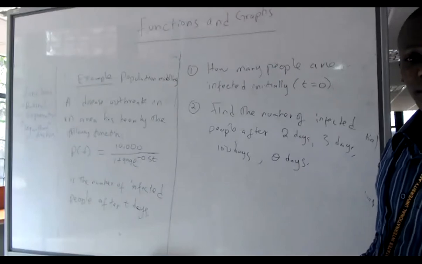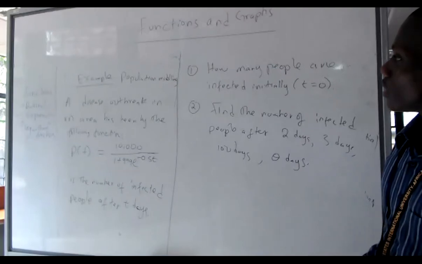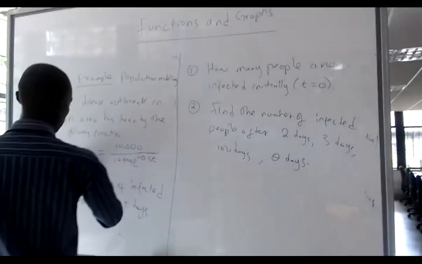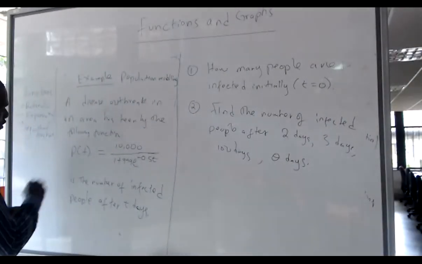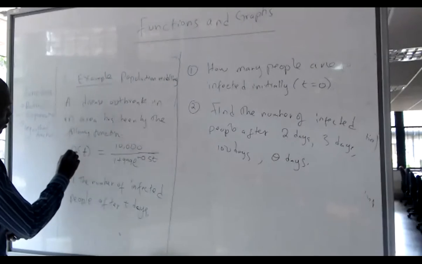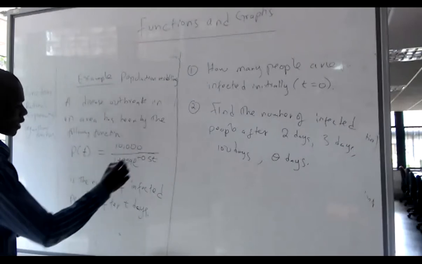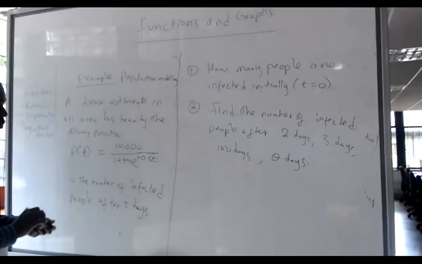Excuse me, sir. Over there, the function, it's P what? This is P of t. P of t is equal to 10,000 over 1 plus 999 times the exponent of negative 0.5t. Okay, thank you.